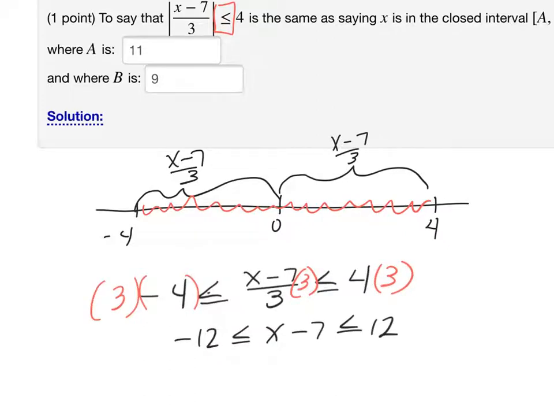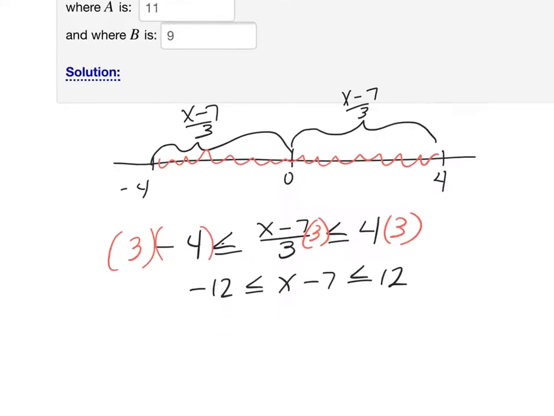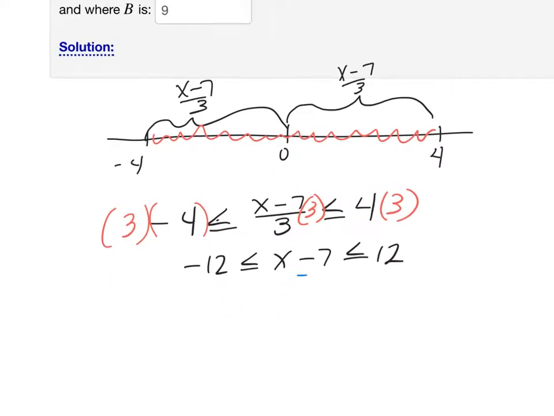Again, I'm isolating x in the middle of this compound inequality. So I need to add 7 here, here, and here. I need to share out that 7. Everybody gets equal shares of that 7. The middle, the left, and the right all get equal shares. So then negative 12 plus 7 gives me negative 5. And then x, which is less than or equal to, and then I end up with, what is it, 19?